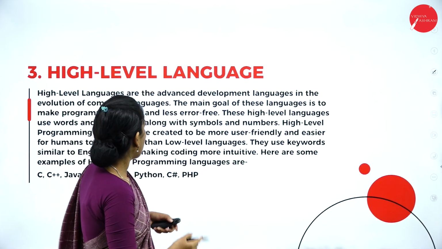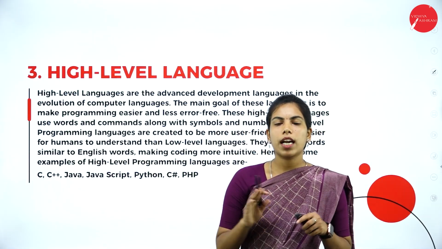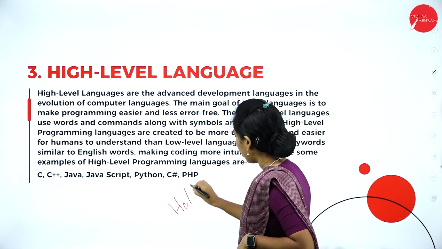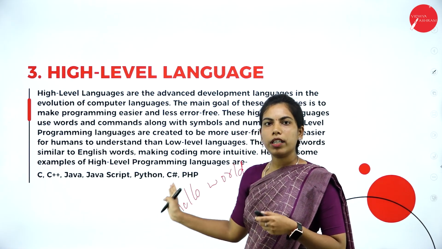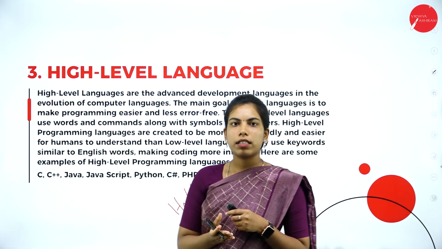So let's see the last type, that is high level language. High level language is completely understood by humans. So we can write something like hello world. This is a completely human readable format. That's why high level language is considered a human understandable language.